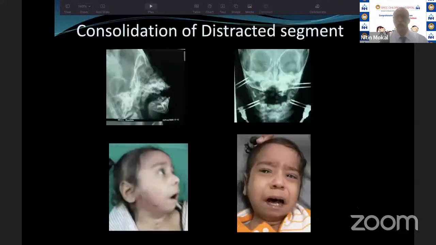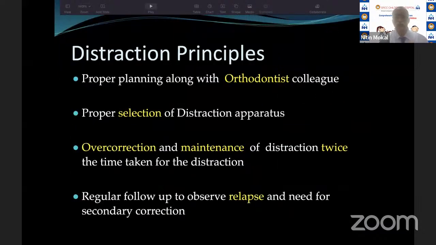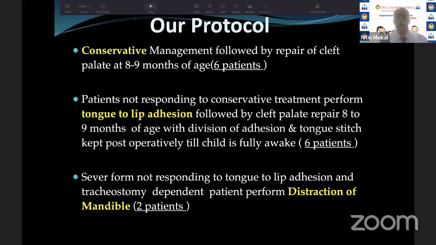and new bone formation. But these are the patients who need to be watched. Some of these patients, they do relapse. They need to be watched and overcorrected and maintained. So in our protocol of managing the cleft lip, managing the PROBIN, we try to manage it conservatively, with lateral bone position and nasopharyngeal airway and other methods.